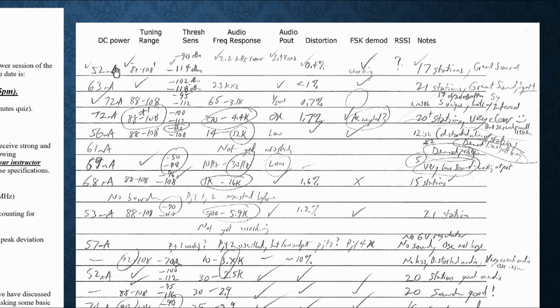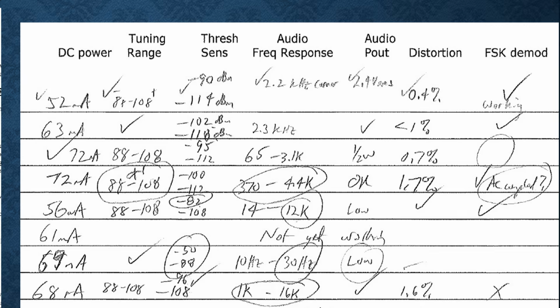The first student to check off got DC power of 52 milliamps, that's with the volume all the way down, and they had a tuning range which was a little bit better than what was needed, which is perfect, that's what you want. And the sensitivity was minus 114 dBm, that's with a lot of noise, but by minus 90 it was very, very clear. So this is pretty close to ideal, this is excellent.